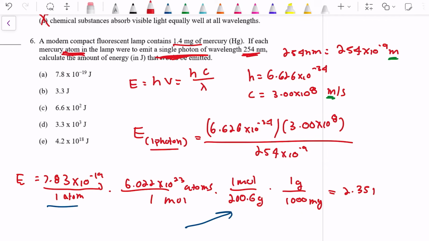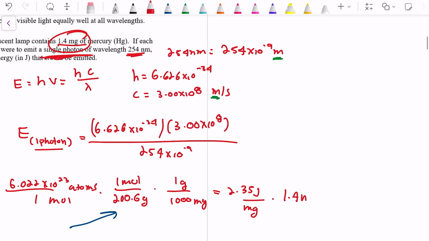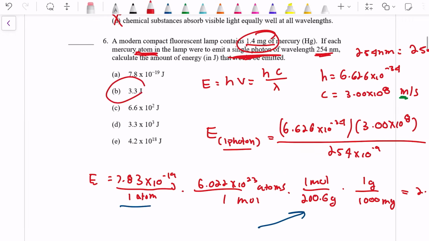2.35 joules per milligram. If I don't want this on a per milligram basis, I can just times by the amount of milligrams in my sample. Milligrams cancel, and if I take that last answer and times it by 1.4, I'm going to get 3.3-ish joules. 6b.